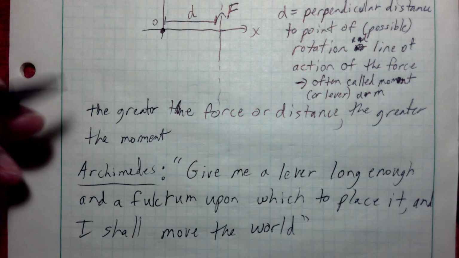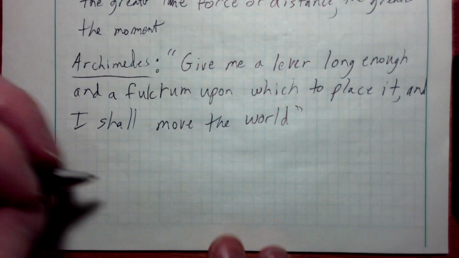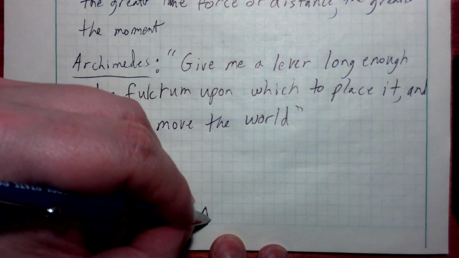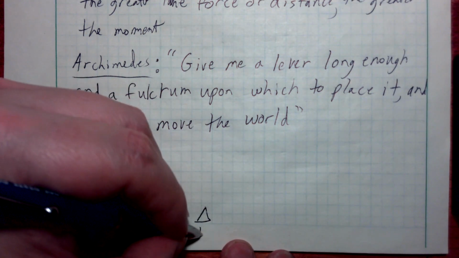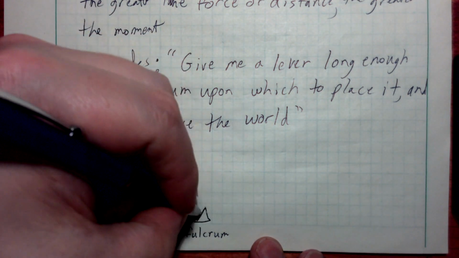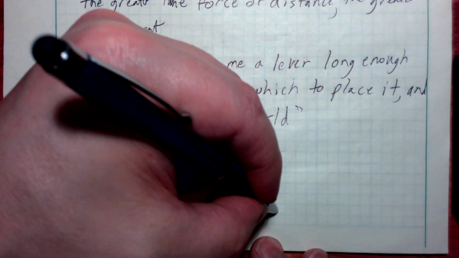So what Archimedes is saying here, if we were to draw it out, let's say we have a fulcrum. Again, a fulcrum is a place of rotation. And we give him a very, very long lever.